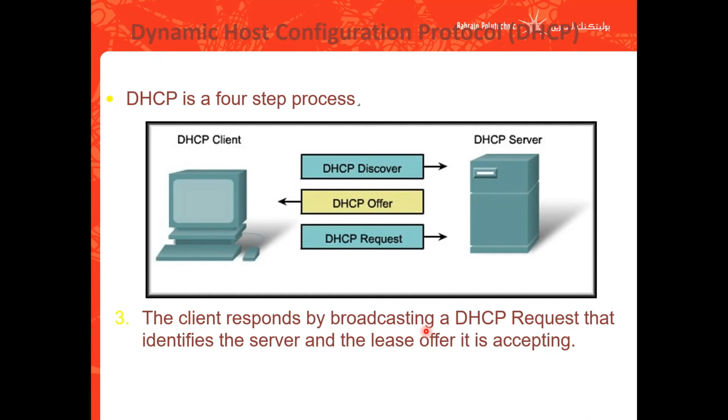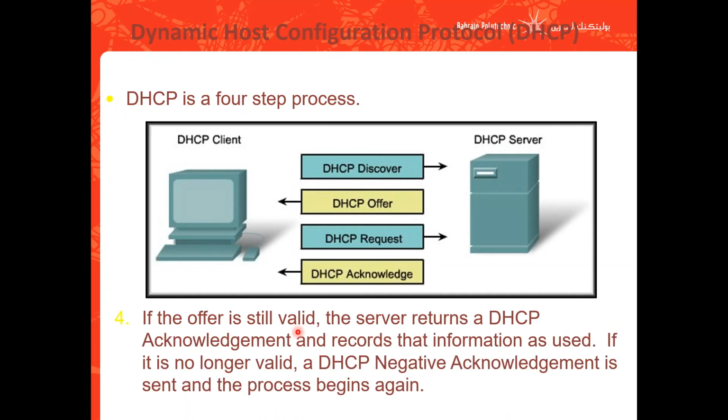The third step includes requesting. So if the client accepts the offer, it would send a DHCP request frame to the DHCP server, letting it know that it has accepted the offer from the DHCP server. Okay. At the end, an acknowledgement is sent to the client from the DHCP server. If the offer was valid, it would send an acknowledgement. If the offer was not valid, it would send a negative acknowledgement.